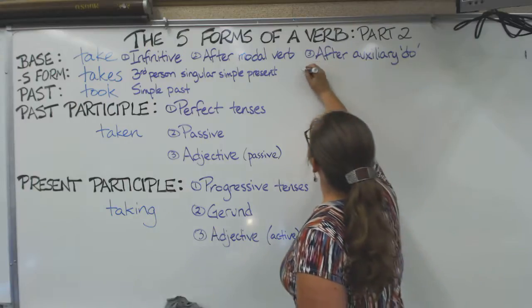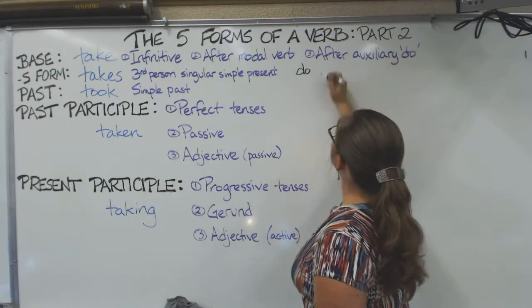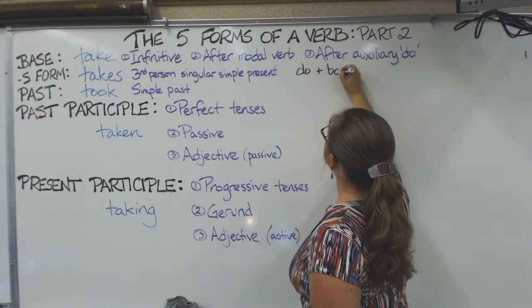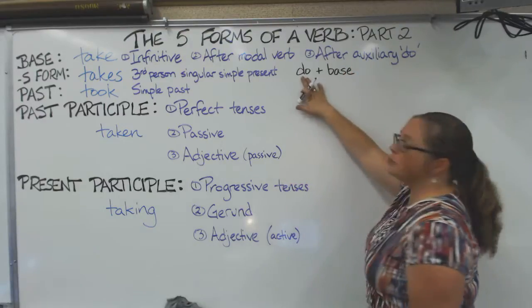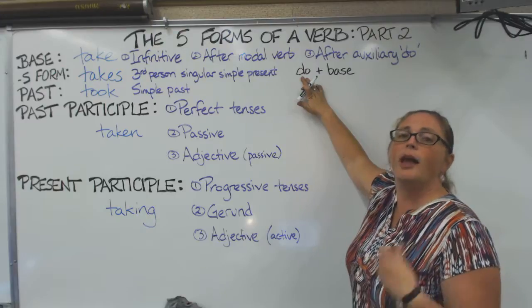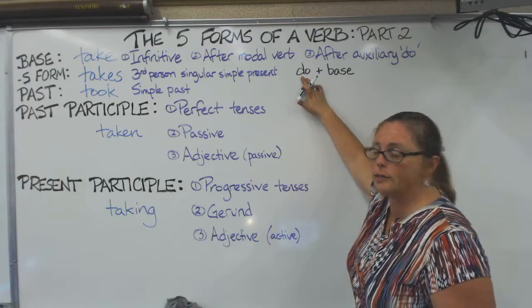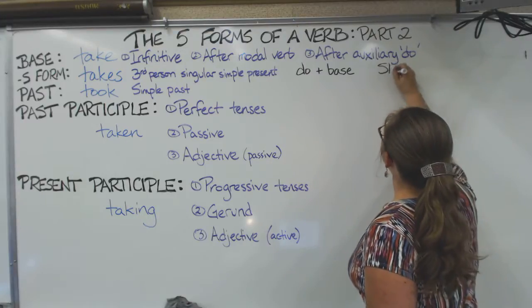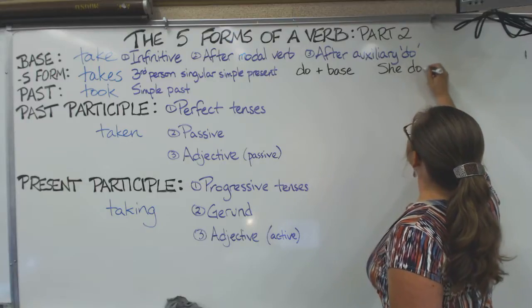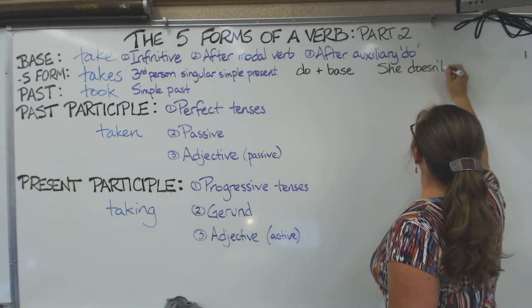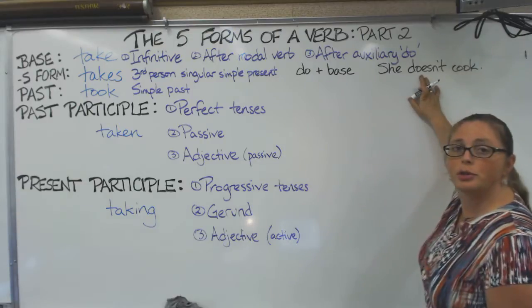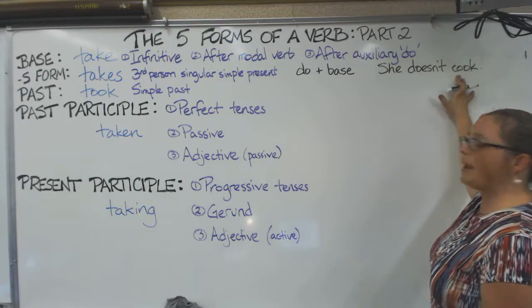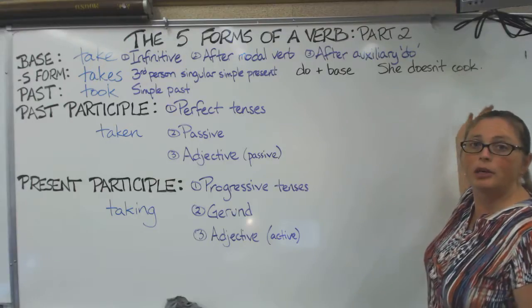First of all, you need to use the auxiliary do plus a base form. This is used for negatives and for questions. So if I want to write a negative sentence, I will use the do auxiliary and the base form of the verb. She doesn't cook.